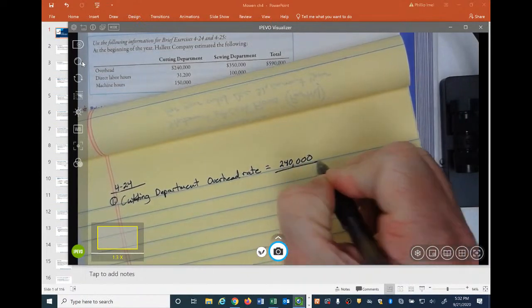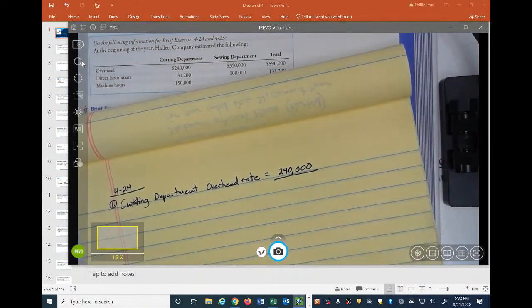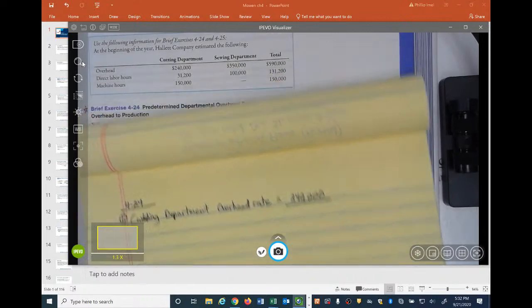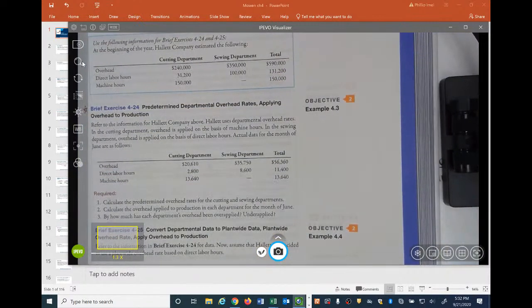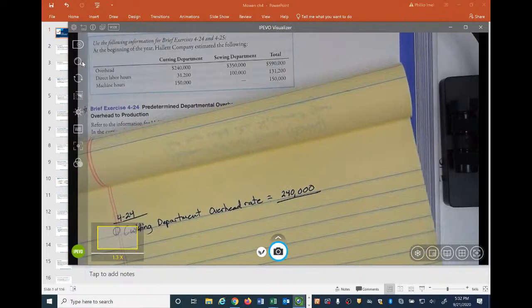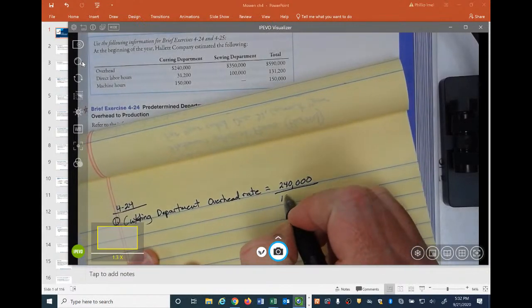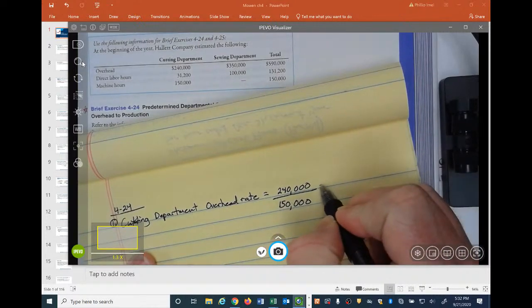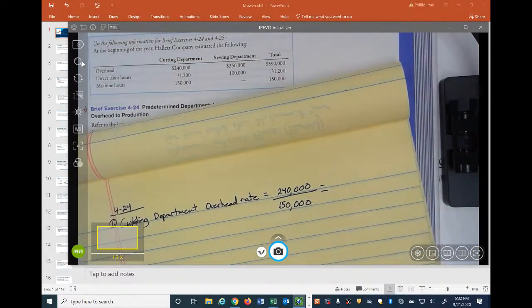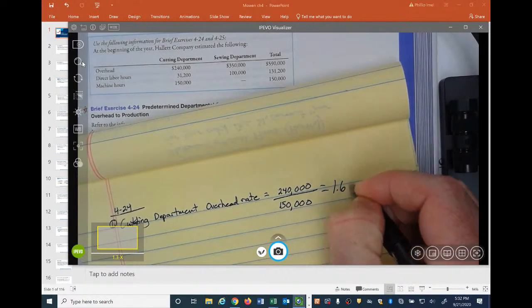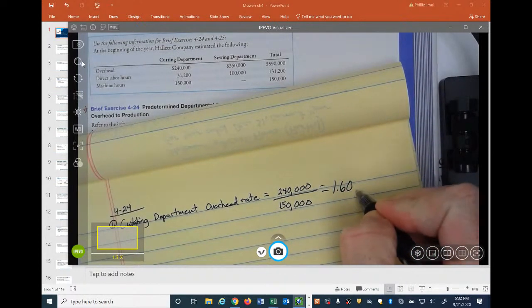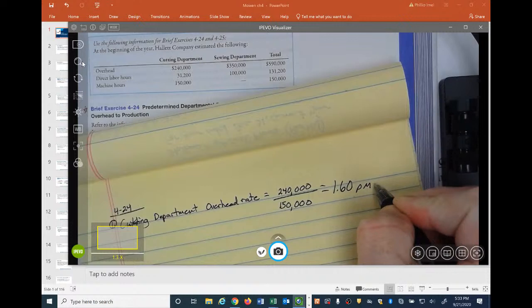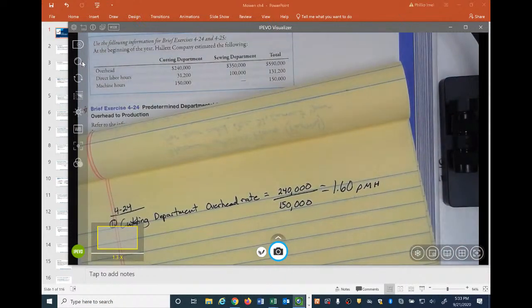And we want to divide that by what? Machine hours. Machine hours, right? Which in this case was what, $150,000. Okay, and what does that leave us with? $1.60? So per machine hour. I'll just label it per machine hour. Okay, so there's the cutting department overhead rate.